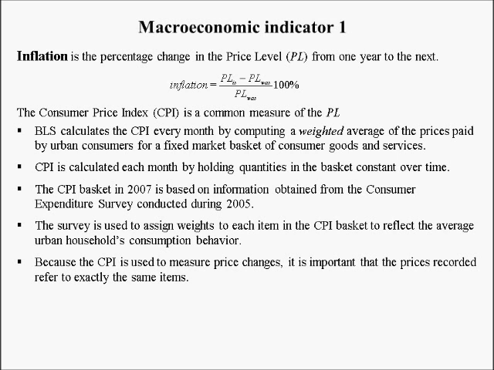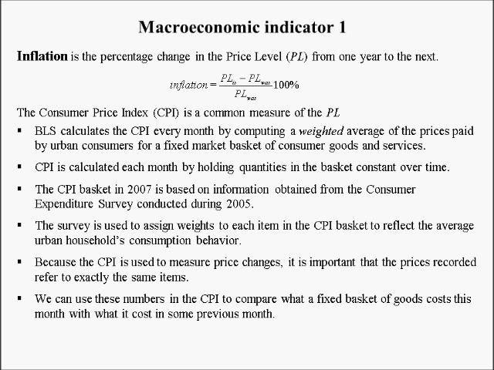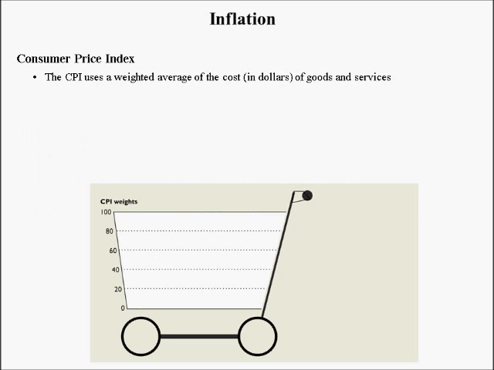Their survey is used to assign weights to each item in the CPI market basket to reflect the average urban household's consumption behavior. Now, because the CPI is used to measure price changes, it is important that the prices recorded refer to exactly the same items. We can use these numbers in the CPI to compare what a fixed basket of goods cost this month with what they cost in some previous month. Now, the CPI is just simply the price level in a given year, or the total cost of the market basket times 100%, divided by the price level in the base year. And the CPI uses a base year of 1983.